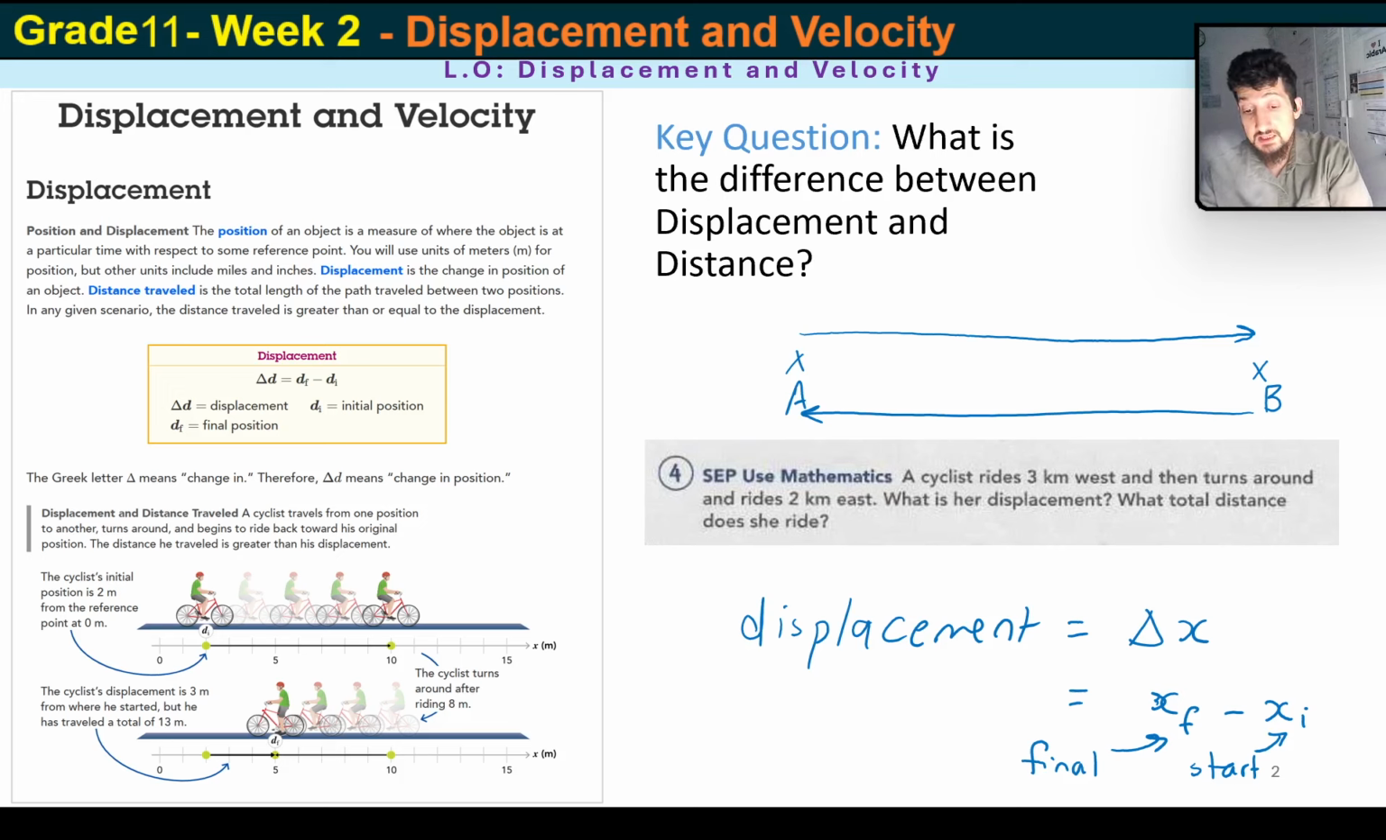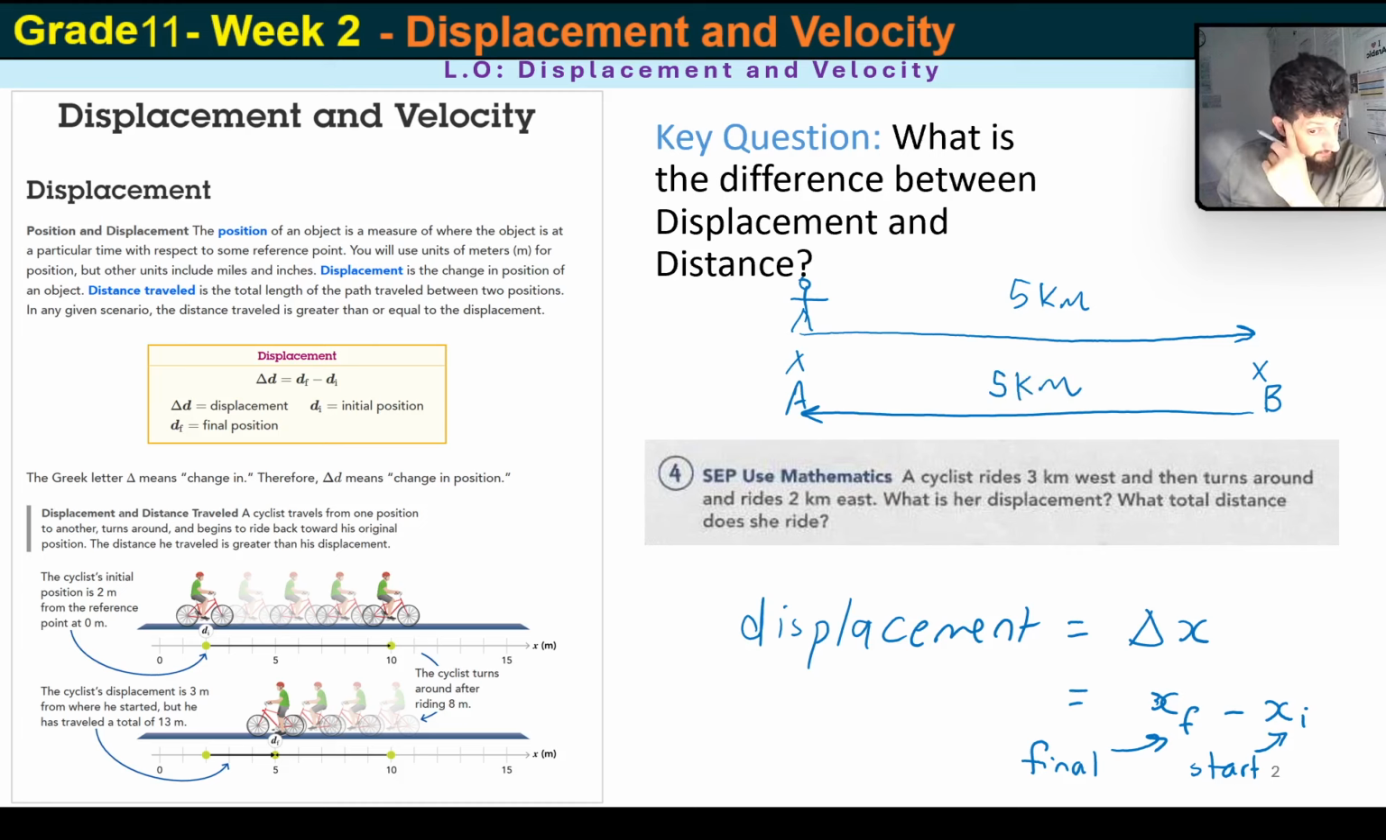So in the previous example that we just stated, if a person starts at A and they walk all the way to B and then they come back again, their final position is still A. So A minus A means their displacement is going to be 0. Okay? Whereas their distance is not going to be 0. The distance covered might be 5 kilometers one way and 5 kilometers the other way.